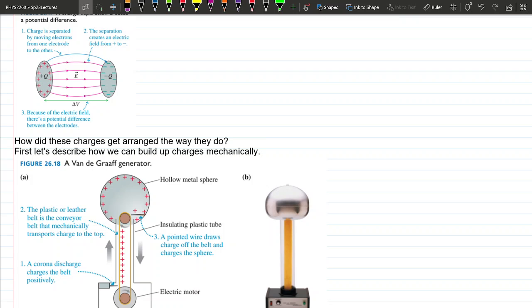Because if you have a bunch of plus charges here and a bunch of negative charges here, there's going to be an electric field going down this direction, because the electric field starts from the positive and goes to the negative, and that's going to give you a potential difference between the two.